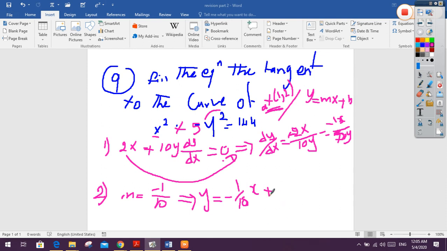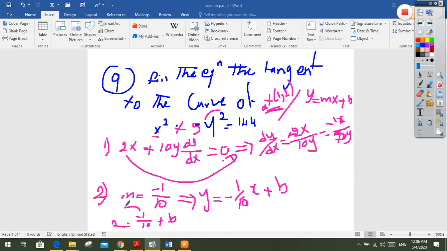okay, plus b. Replace by the given point also here. It will be what? Replace the y by 2. It will be 2 equals. Replace the x by 1. It will be equal to negative 1 over 10 plus b.